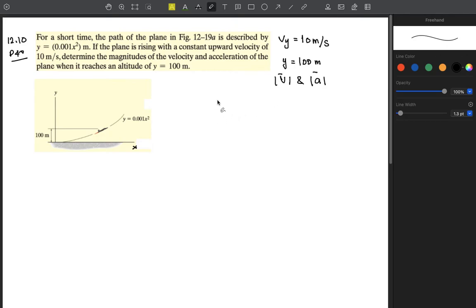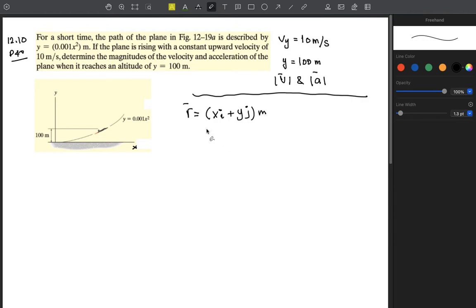Now, as we've already discussed several times, we have to start with our position vector. You differentiate that once, you get velocity. You differentiate it twice, you get your acceleration. So, start with your position vector. The position vector for our airplane here is a function of x and y. It's the x component in the i direction plus the y component in the j direction in meters.